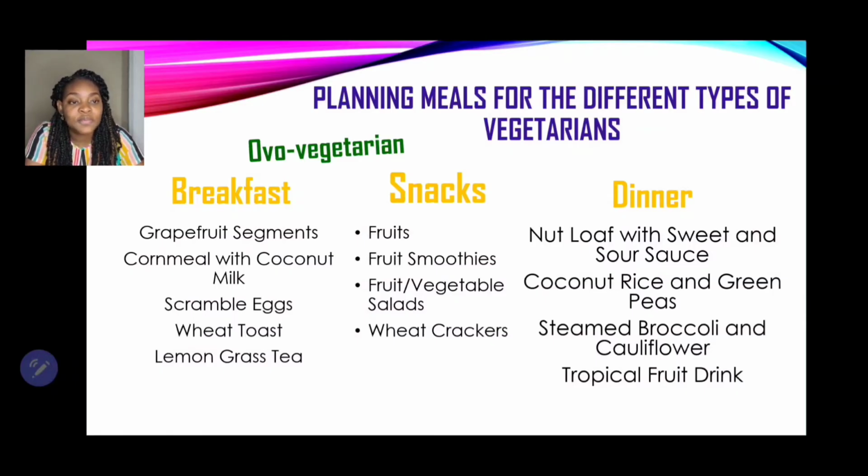Good. And let's move on to the dinner. Now for the protein, we have nut loaf with sweet and sour sauce, coconut rice and green peas, steamed broccoli and cauliflower, and also a tropical fruit drink.